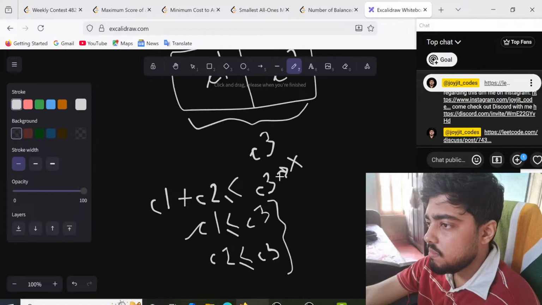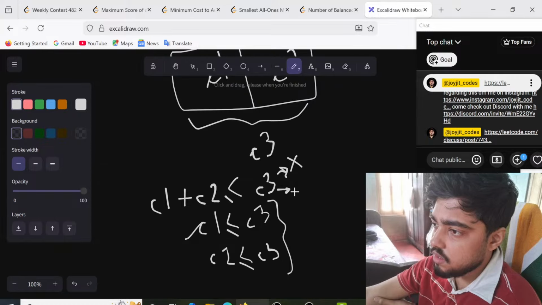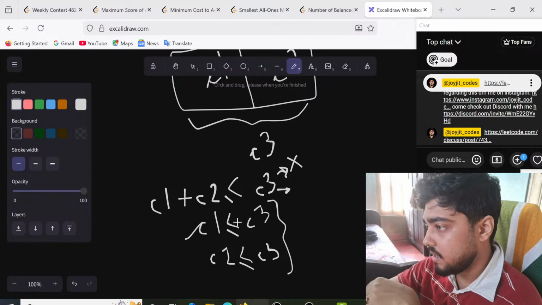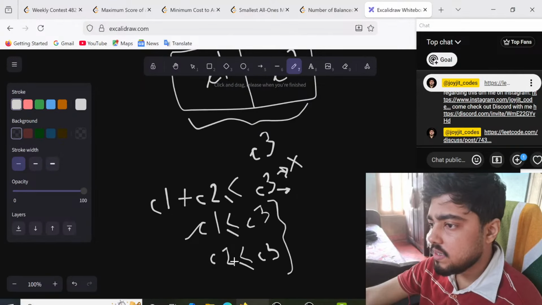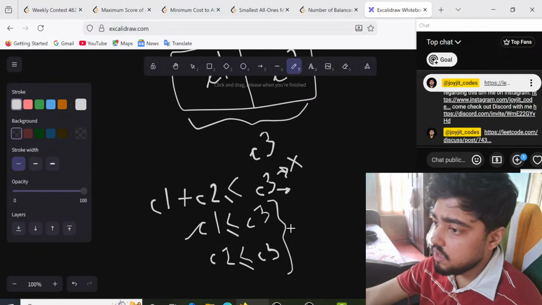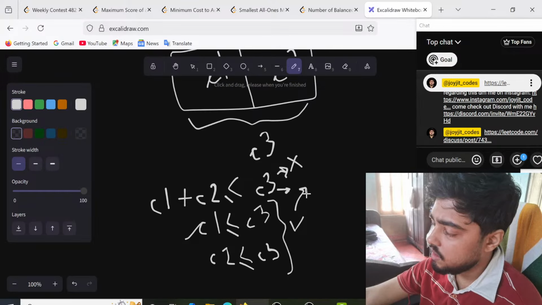If this doesn't satisfy, take C3. If this is satisfying, then you have to check C1 less than equal to C3. Yes. C2 less than equal to C3. Yes. If both are satisfying, then you take C1 and C2 separately. Okay.